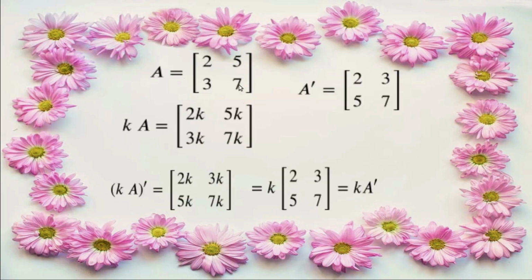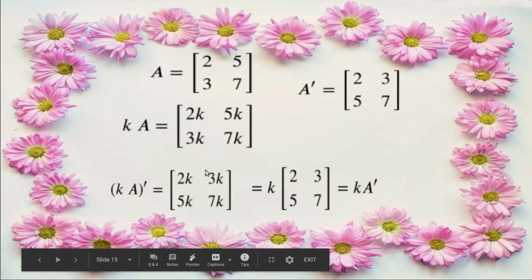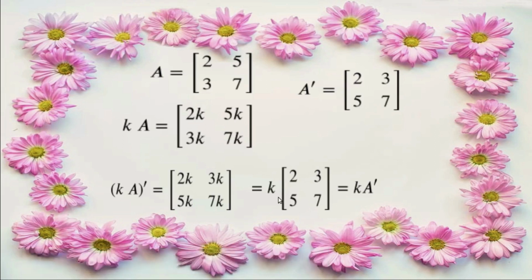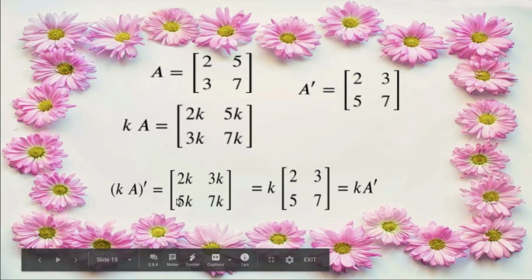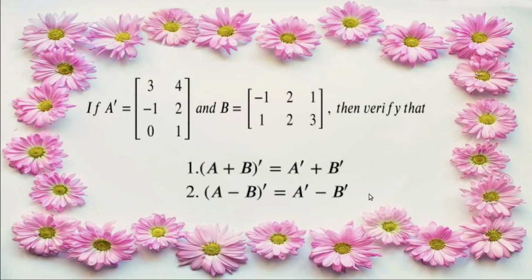Now A is matrix 2, 5, 3, 7. k into A is multiply each element by k: 2k, 5k, 3k, 7k. Now transpose of this kA is first column 2k, 5k, second column 3k, 7k. Then we can take k outside. So k into matrix 2, 3, 5, 7. Now this matrix 2, 3, 5, 7 is A transpose. So this is equal to k into A transpose. So we have kA transpose equal to k into A transpose.